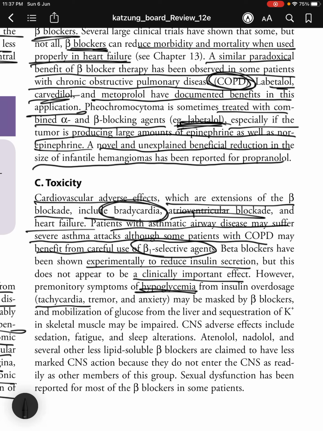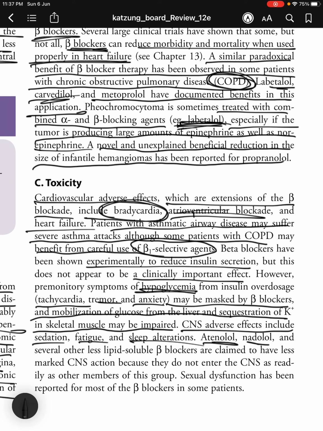However, premonitory symptoms of hypoglycemia from insulin overdose, because of tachycardia, tremor, and anxiety, may be masked by beta blockers, and mobilization of glucose from the liver and sequestration of K+ ions in skeletal muscles may be impaired. CNS adverse effects include sedation, fatigue, and sleep alterations.